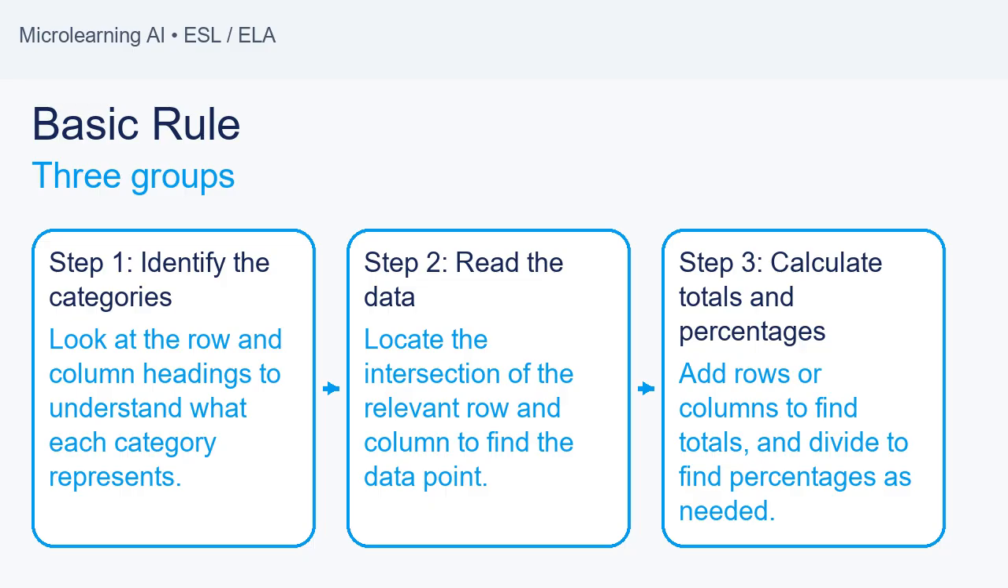Basic rule. Step 1. Identify the categories. Look at the row and column headings to understand what each category represents. Step 2. Read the data. Locate the intersection of the relevant row and column to find the data point. Step 3. Calculate totals and percentages. Add rows or columns to find totals and divide to find percentages as needed.